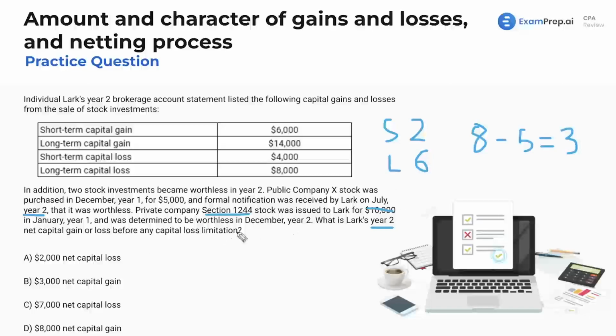That is going to be a net capital gain. Just make sure you're not messing up the signs. Make sure you're understanding if we've got gains or losses. That is going to leave us with final answer, letter B, $3,000 net capital gain.